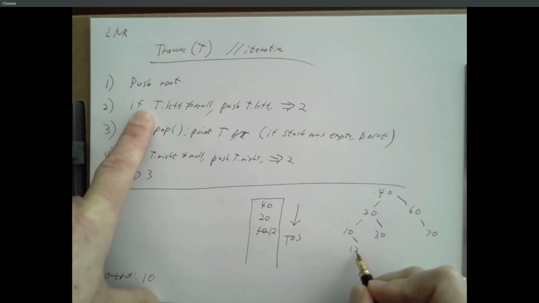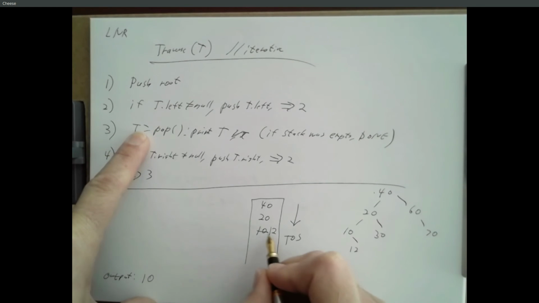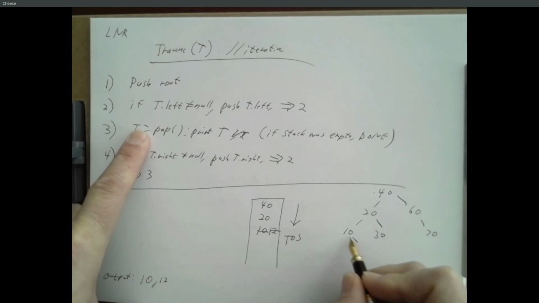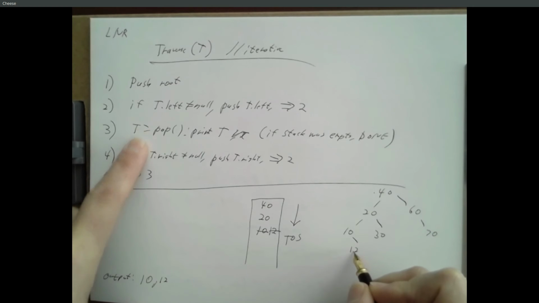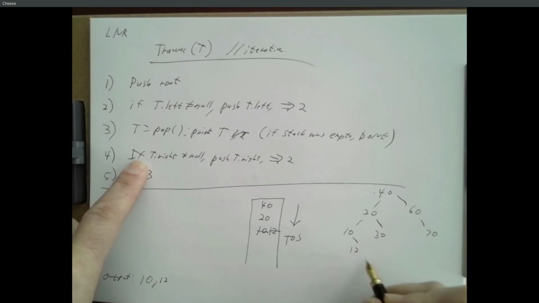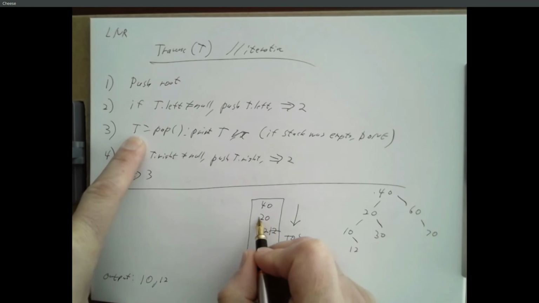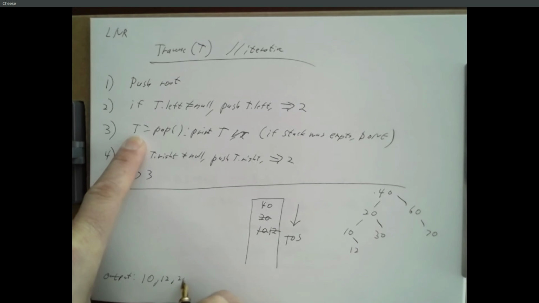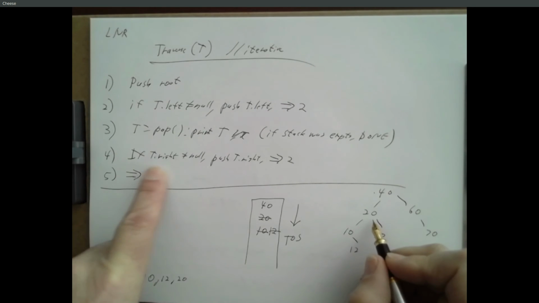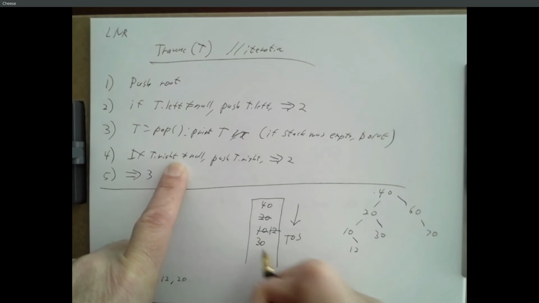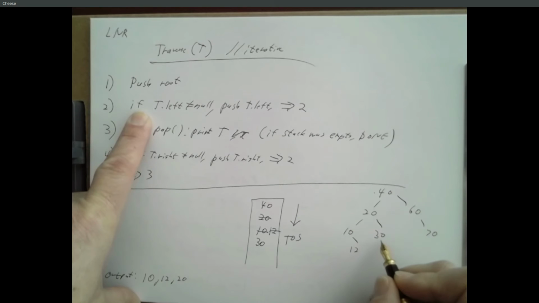Okay, so if there's something to the left of here, we would push it. There's nothing to the left of 12. So the next step says pop the top of the stack and print it. So there's a 12. And then if there's something to the right, push that. Well, there's nothing to the right of 12, so we go back to step 3, and step 3 says pop the top of the stack. So the top of the stack is a 20, so we pop that and we print it. And now we say, is there something to the right of 20? Yes, there is, so we push what's on the right, and we go back to step 2.